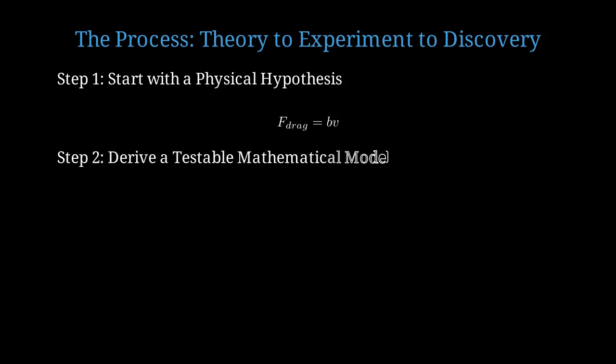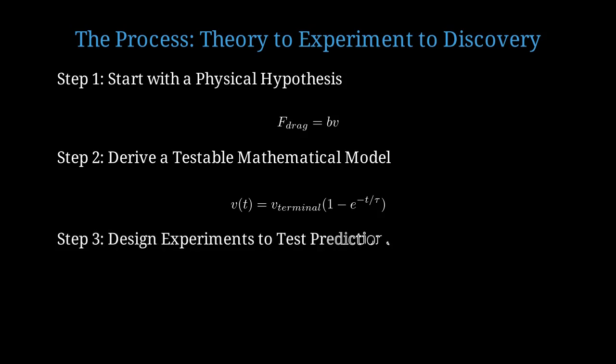Step 2. From this hypothesis, we derive a mathematical model that predicts measurable quantities. Using Newton's second law, we can predict how velocity changes with time. For our air resistance example, we get v(t) equals v_terminal times the quantity 1 minus e to the negative t over tau, where tau is the time constant. Step 3. We design experiments to measure the relevant quantities. In this case, we'd measure velocity as a function of time for falling objects of different masses and shapes.